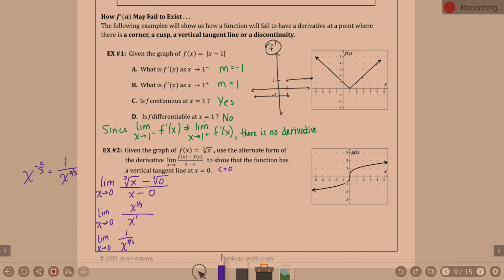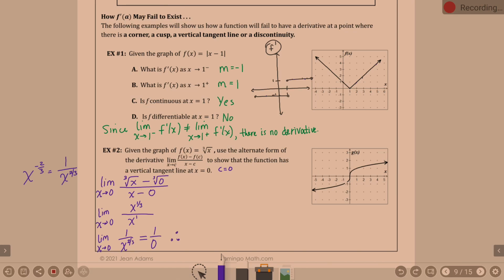What happens when you try and take the limit here? You have 1 on top, 0 to the 2/3 is going to be 0. And 1 divided by 0? We can't do it, can we? Our job was to show that the function has a vertical tangent line. We've done that by showing the 1 over 0 and showing that this limit is undefined.